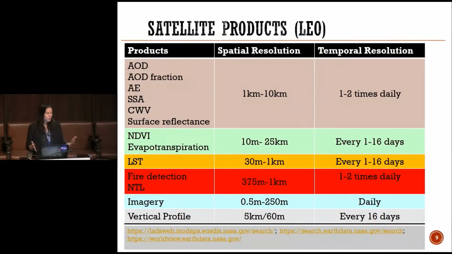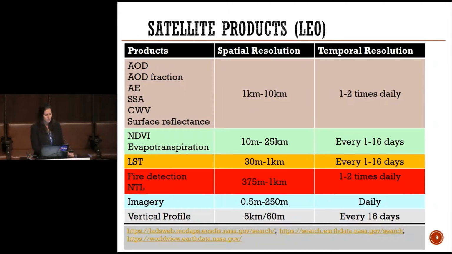So this is a short list of different products. I'm not going to go over all of them. The takeaway I want you to learn from is the different fields. So the first brown list is different products that are related to aerosols and air quality. And they're on the kilometer resolution, and from LEO satellites, we can observe them 1 to twice a day.